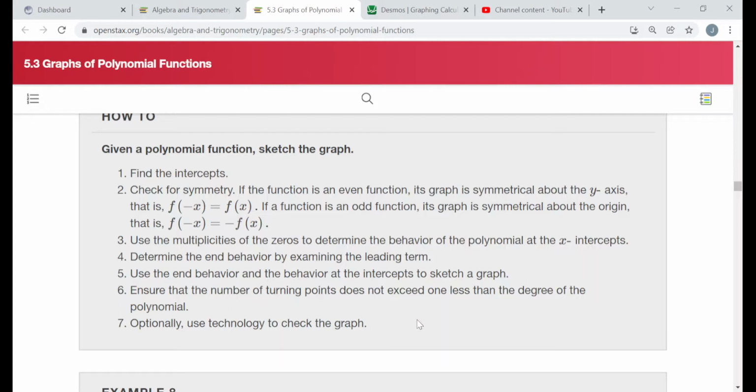A turning point was where the graph went from increasing to decreasing or decreasing to increasing: tops of hills, bottoms of valleys. And then I know it says optional, but I will use technology to check the graph. I'll graph it by hand as best I can, and then I'm going to go to that free online graphing calculator at desmos.com and compare my graph to the graph I'll get there. Or you can use a graphing calculator that you have, it doesn't matter. Again, I'm going to follow these steps as we go through each example.